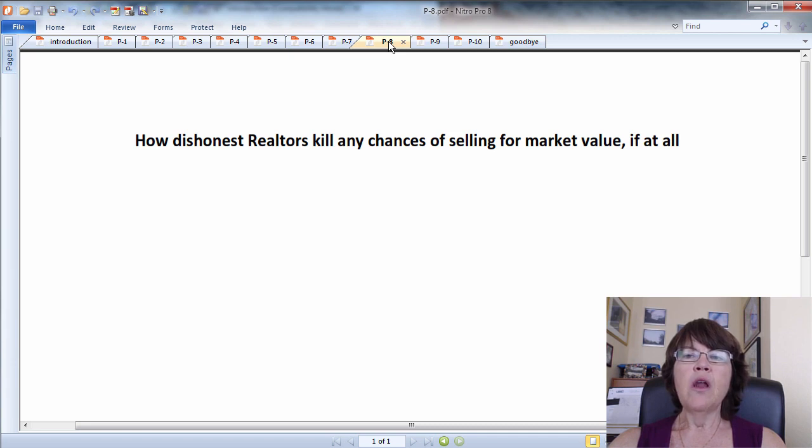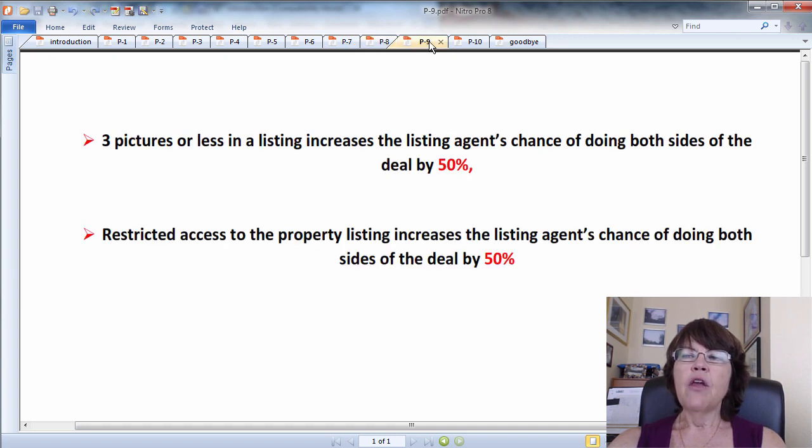In an in-depth study that we conducted a while back on what sells Las Vegas homes or condos, we found that having 3 pictures or less in a listing increases the listing agent's chance of doing both sides of the deal by 50%, just as restricted access to the property does. A property with less than 3 pictures and restricted access maximizes the listing agent or broker's chance of doing both sides of the deal, while the seller has a snowball's chance in hell of selling for market value, if at all.